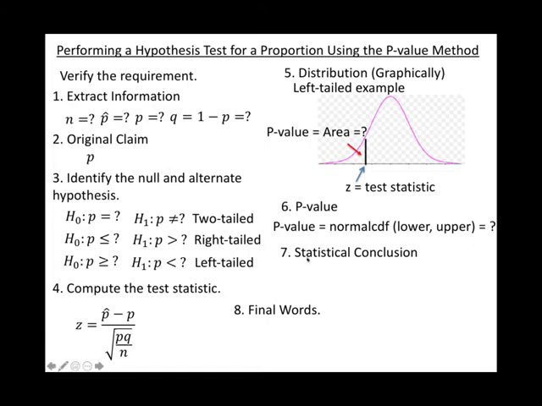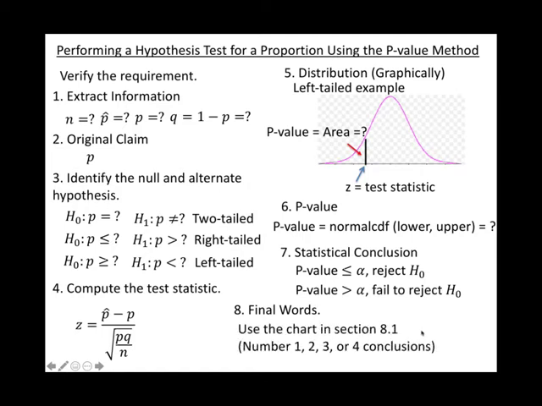After that, step 7, you need to draw the conclusion about the null hypothesis: reject or fail to reject. If your p-value compared with your significance level is less than or equal to, you reject. Strictly greater than, that will be fail to reject. And then for the final words, we use the chart in section 8.1 for number 1, 2, 3, 4, conclusion.